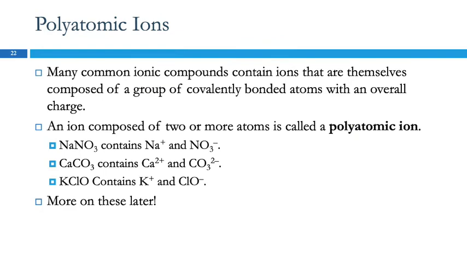Then there are polyatomic ions. So polyatomic means more than 1 atom. And so we've got 2 or more atoms that together have a charge. These atoms are covalently bonded to each other, but overall they have a charge. So examples of this would be NO3 minus. This is one thing with a charge. And we will talk more about those in a couple of minutes.